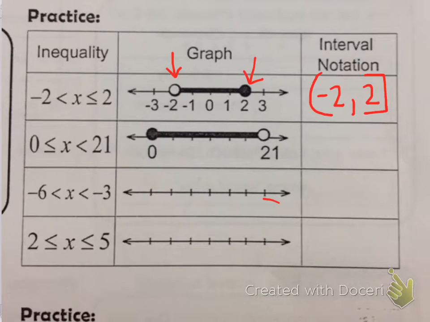Same thing here on my next inequality. My leftmost point is at 0. My rightmost point is at 21. At 0, it's a solid dot, which means it's equal to. At 21, it's not equal to, so it's going to be a parenthesis.